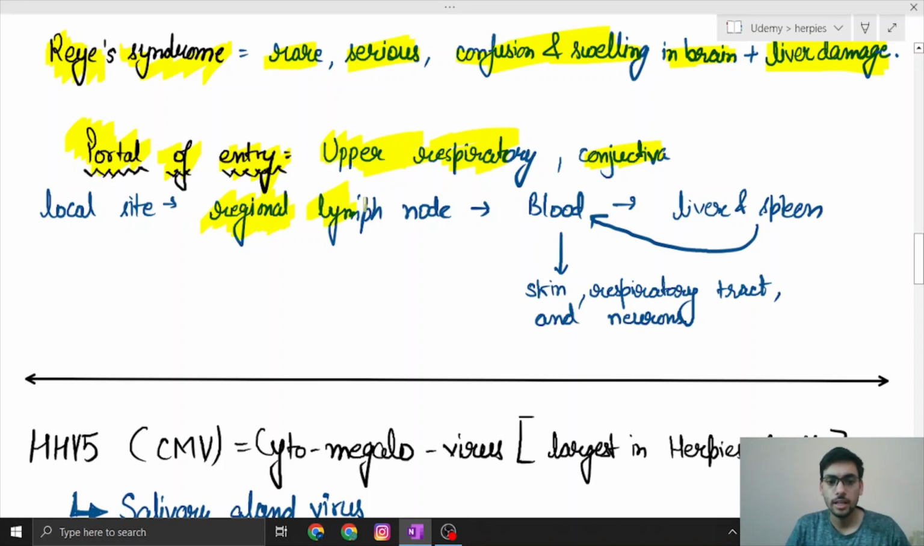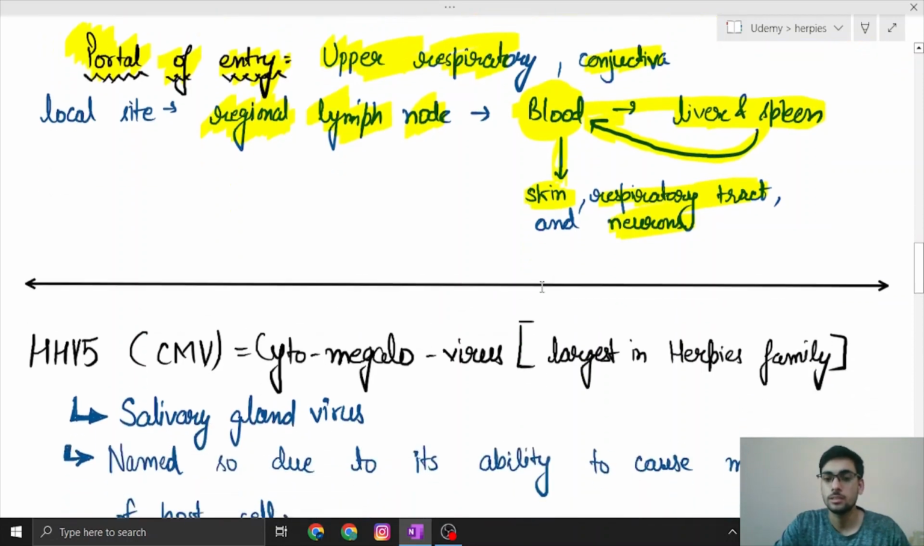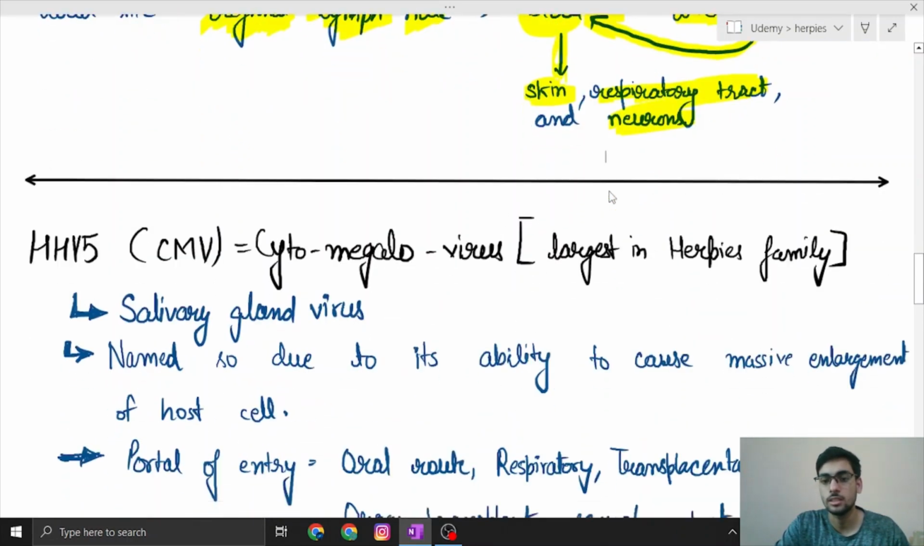When this virus enters, it affects the local site, multiplies there a little, and spreads to the regional lymph node. From there it moves to the blood, and from blood to liver and spleen. From the liver and spleen it can return back to the blood also. Every time it goes to the blood it causes viremia, which is fever related to the virus. Then varicella zoster affects the skin, respiratory tract and neurons also, and major varicella symptoms are seen in the skin and respiratory tract disease.